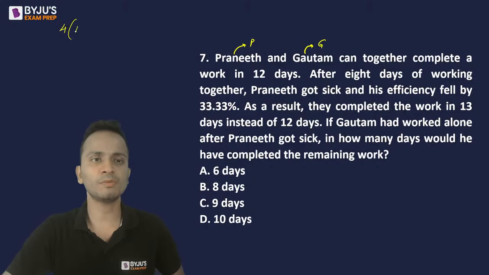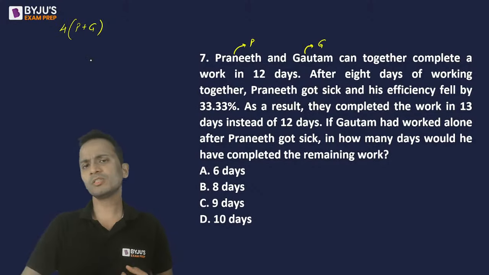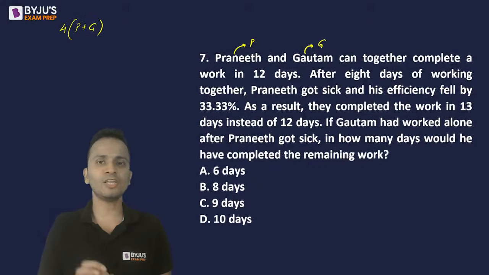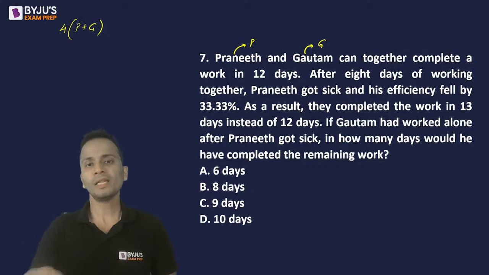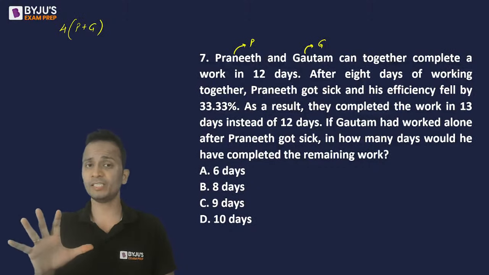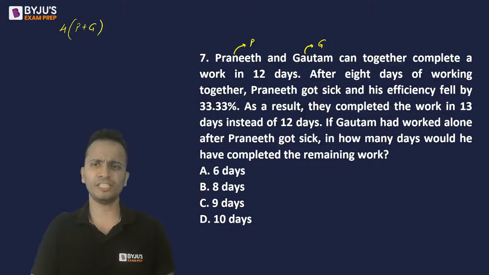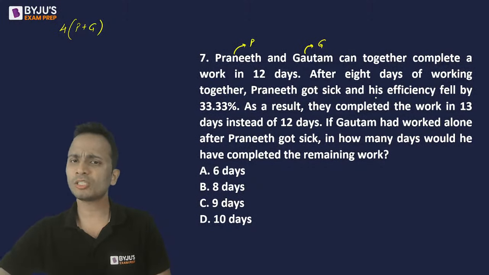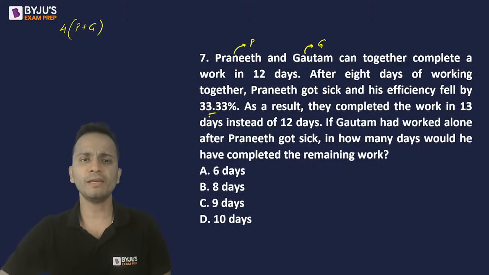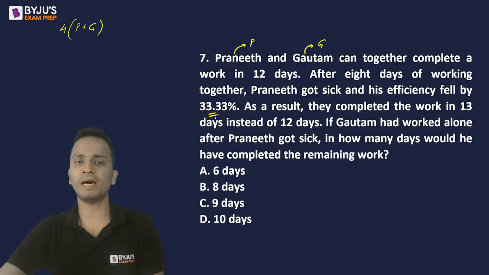So the remaining work is 4 times (P plus G). Now this work, which could have been finished in 4 days at their normal efficiency, now takes 1 day extra. That means it has taken 5 days at some reduced efficiency. Now, Praneeth got sick and his efficiency fell by 33.33 percent. That means his efficiency fell by one third.